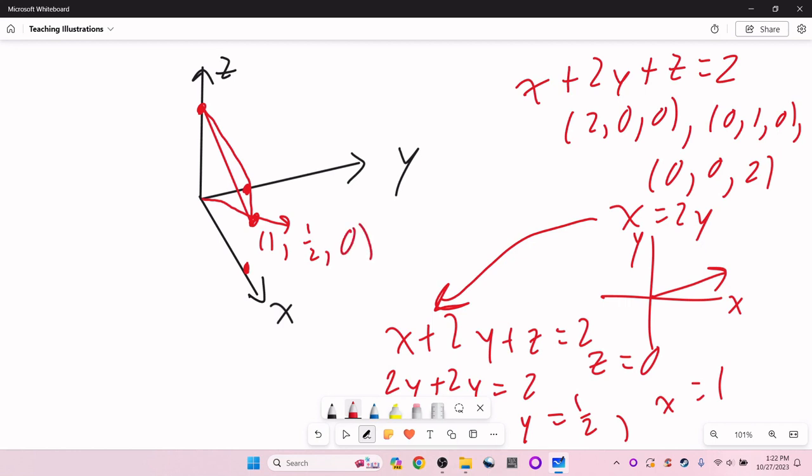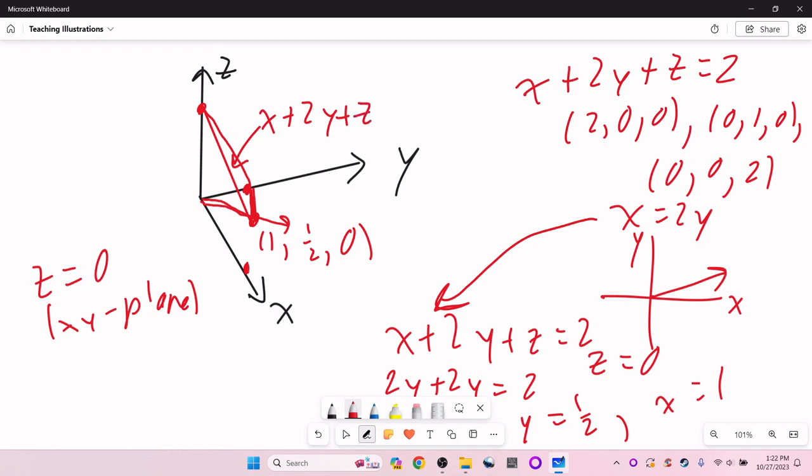So the trick here was that we were told z equals 0 was the bound, meaning the xy plane. So we just plugged in z equals 0 and tried to find where these intersected. And that gives us this tetrahedron, where this left face is x equals 2y, and the right face is x plus 2y plus z equals 2.